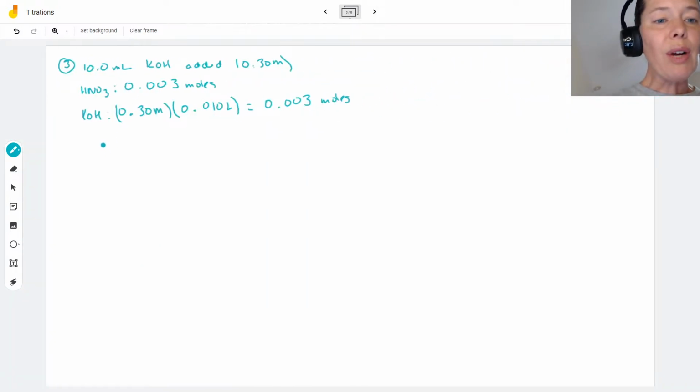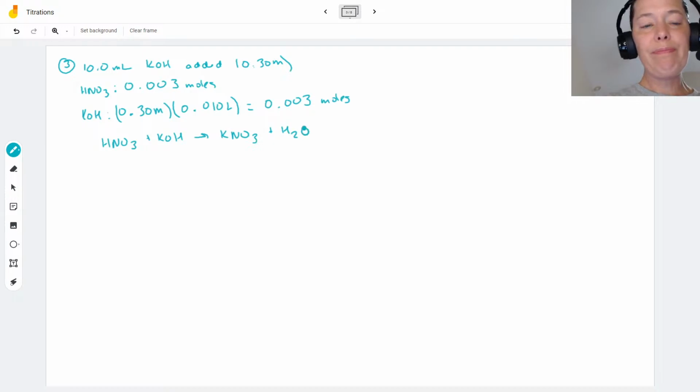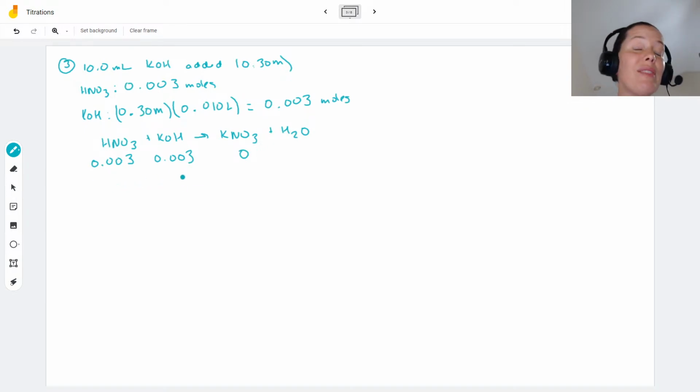All right, so let's write our reaction. We have our nitric acid reacting with our potassium hydroxide to give us potassium nitrate and water. Okay, so I started with 0.003 moles of nitric acid. I have added 0.003 moles of potassium hydroxide. Again, I assume I have 0 here, and I'm just not even going to mess with water. Okay, so then the question is, which one of these is limiting?